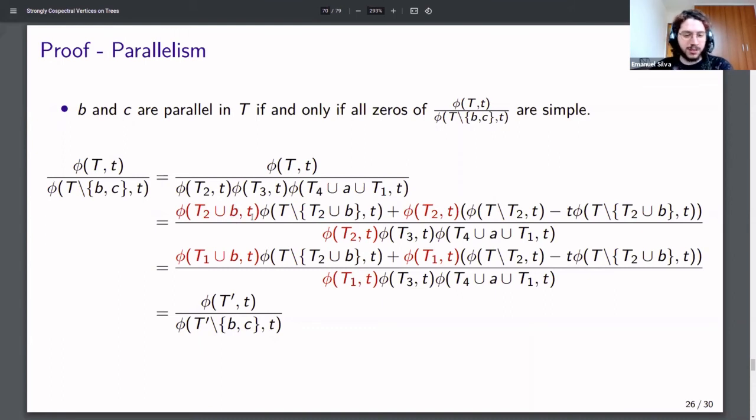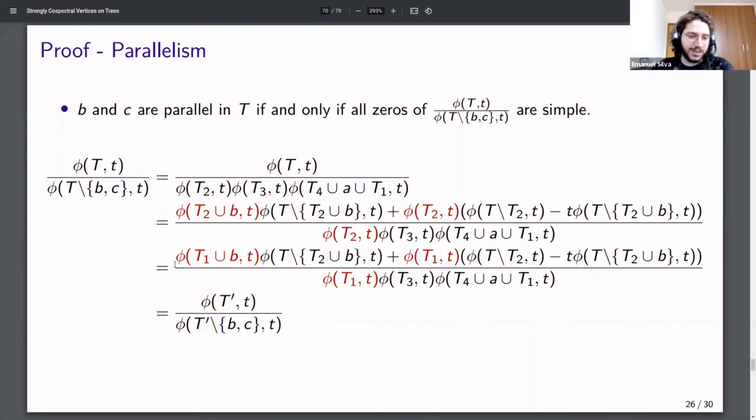So from this expression, because B and C are cospectral at T, but also at the inner tree, I can replace this term, phi of T, T2 union B divided by phi of T2, by phi of T1 union B divided by phi of T1. And of course, I can replace phi of T2 divided by phi of T2 by phi of T1 divided by phi of T1.